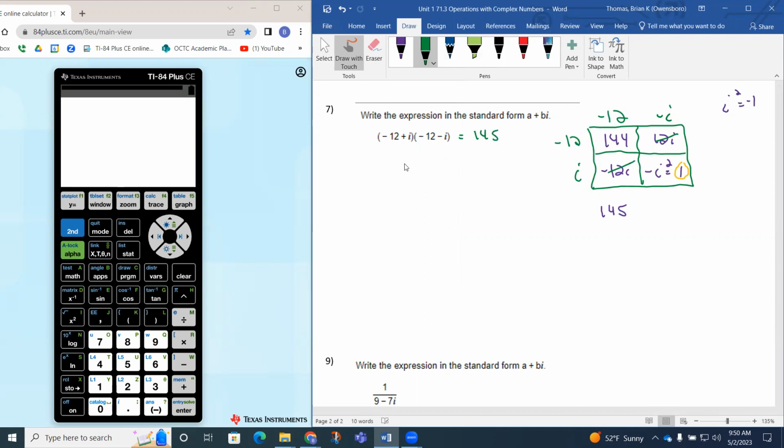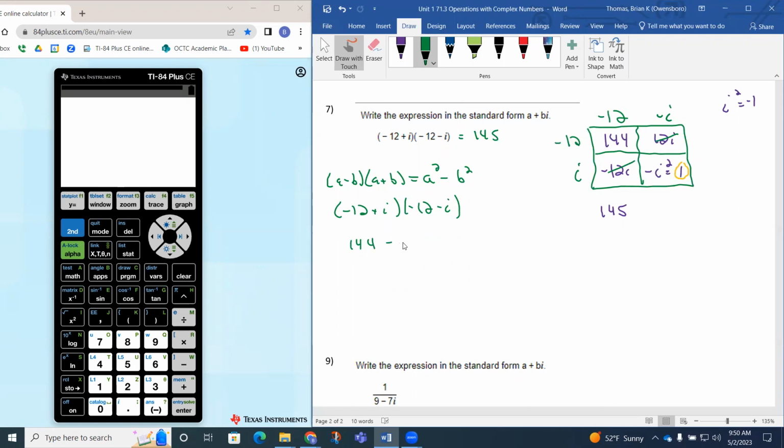Notice this is a difference of squares too. So remember, if you have a minus b times a plus b, the formula says all you got to do is square the a and square the b and put a subtraction sign between them like that. So if I was using the difference of squares formula, we have -12 plus i, -12 minus i. Notice how we have a -12 times -12, which is 144. And then the b is the i times i, which is i squared.